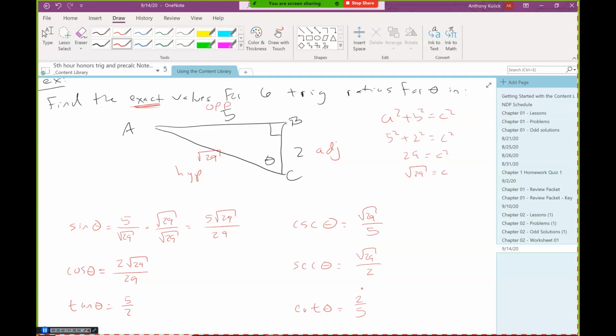What do you guys think on that? Hopefully that was pretty easy, right? We just had to use some definitions. Now, these new ones that you might not remember the ratio for, you would want to have those memorized. So secant, cotangent, cosecant. You will want to have those ratios memorized. That will be helpful.